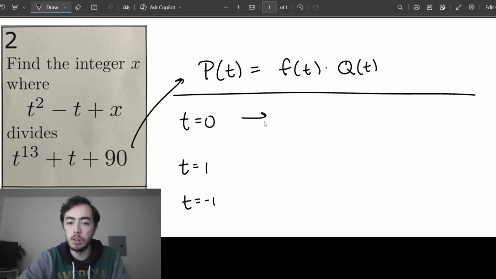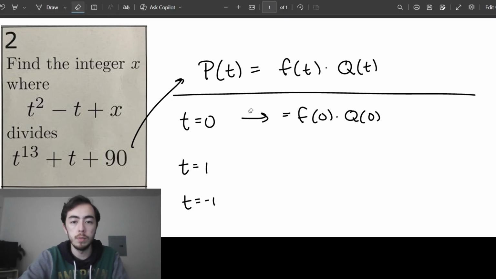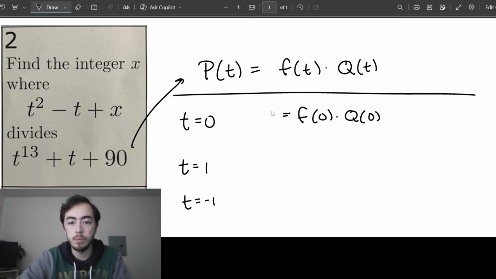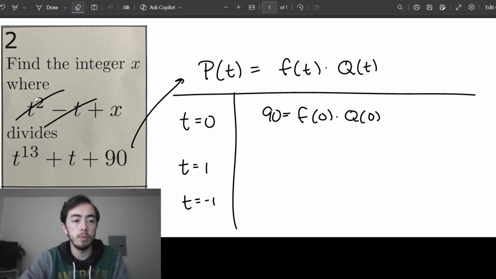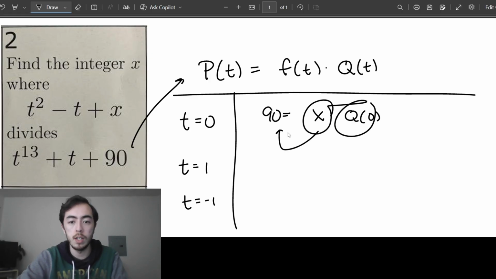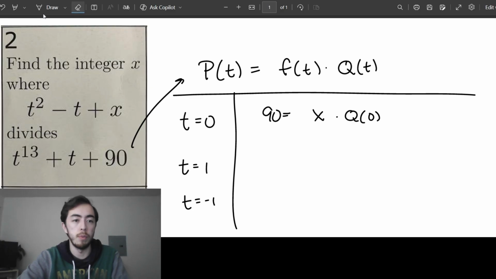When t is 0, we get f of 0 times q of 0 is equal to p of 0. And p of 0 is just plugging in a 0 into here, so that's the number 90. And on the right side, f of 0 would knock these off. We would just get x. And then I don't really know what q of 0 is, but that's fine. This shows me that x is some factor of 90, right? Because x times something else is 90. X must be an integer from the problem statement. So we do get x as a factor of 90.